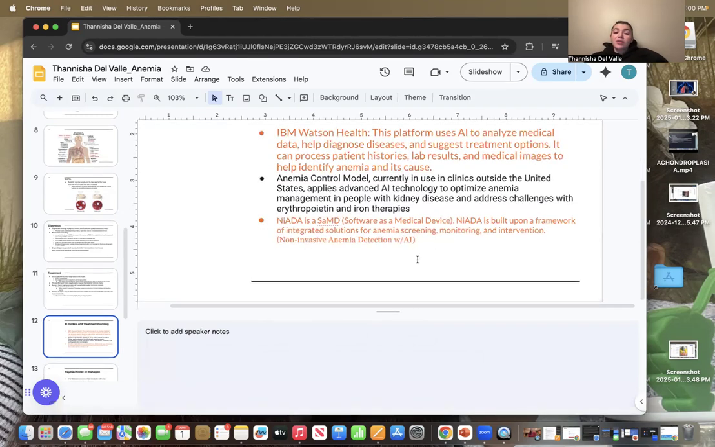Another one is the anemia control model, which is currently in use in clinics outside of the US, which applies advanced AI technology to optimize anemia management in people with kidney disease and address challenges with erythropoietin and iron therapies. Again, another AI model. NIADA is a SaMD, a software as a medical device. It's built upon a framework of integrated solutions for anemia screening, monitoring, and intervention.